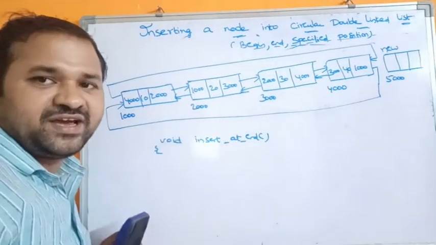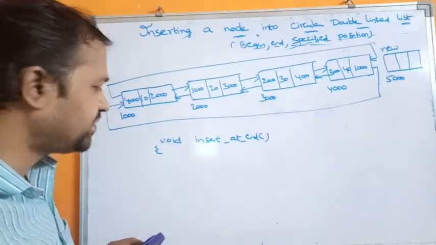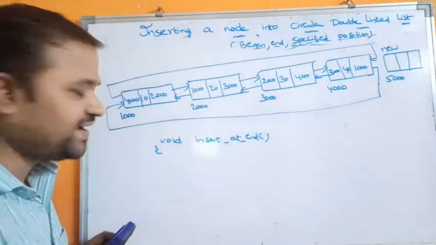So first we have to read a value. printf("enter a value"), scanf("%d", &value). Let the value be 500.